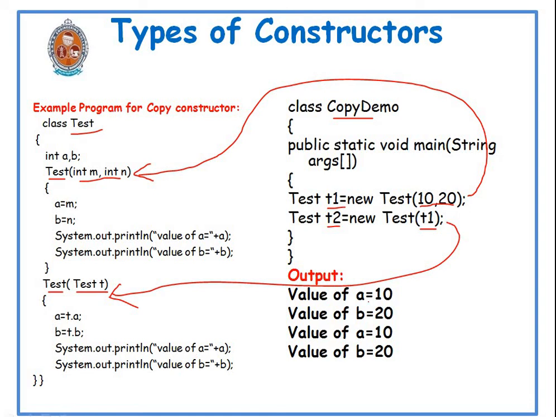So finally we get the output: value of a equals 10, b equals 20, and then again value of a equals 10, b equals 20, and value of a equals 10, b equals 20. Why? Because here we are copying the values of t1 into t2. That is the job of the copy constructor. The copy constructor copies the values of one object into another. Here we copy the values of object t1 into t2. That is why we have the same values of a and b, 10 and 20.